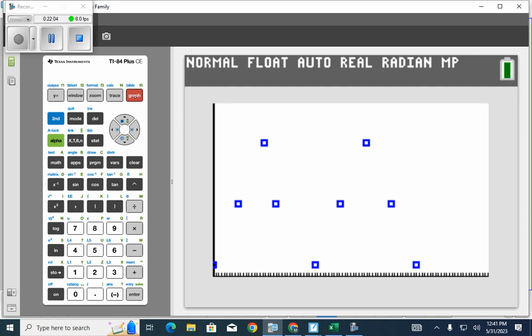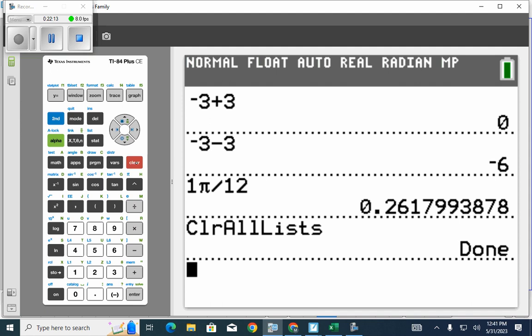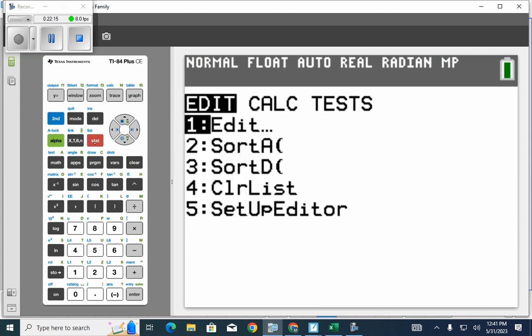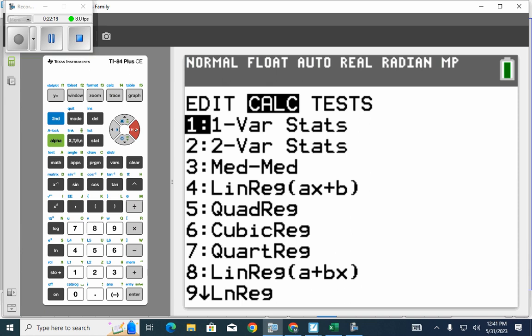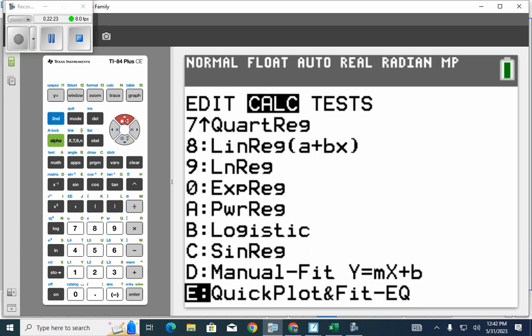So now we've got the list set. We've looked at our graph. We can clearly tell it's a wave. So now we're going to find the equation of that wave. So quit out, go to stat, go over to calc. Now hit your up arrow. Hit the up arrow and you will see letter C. Letter C is sin reg.